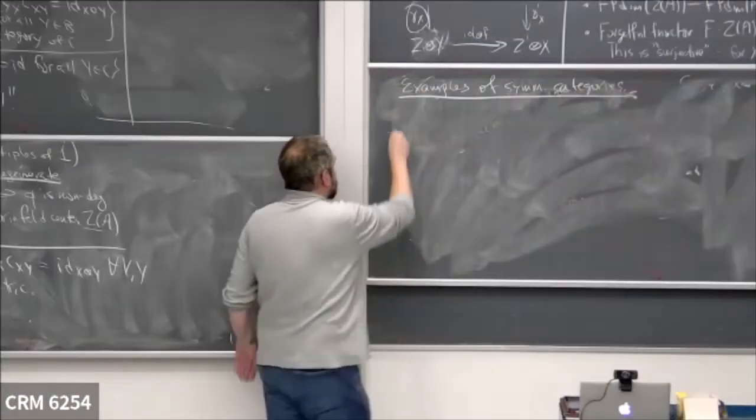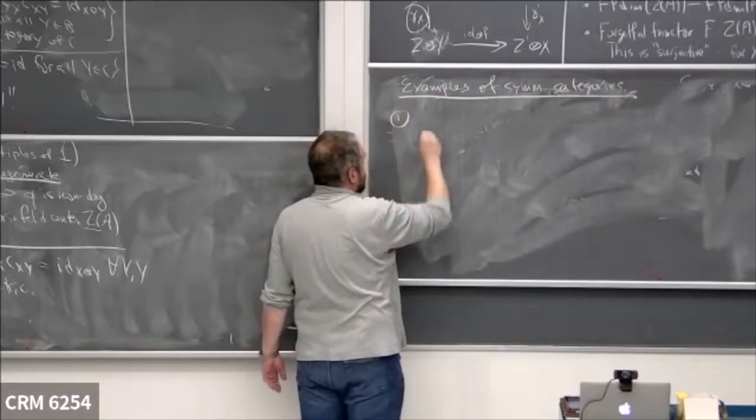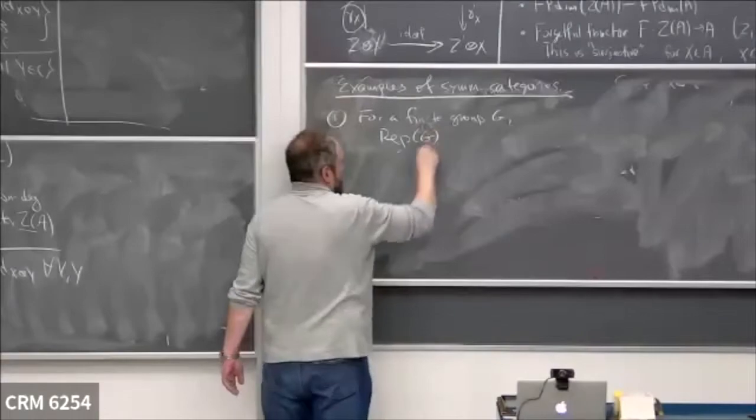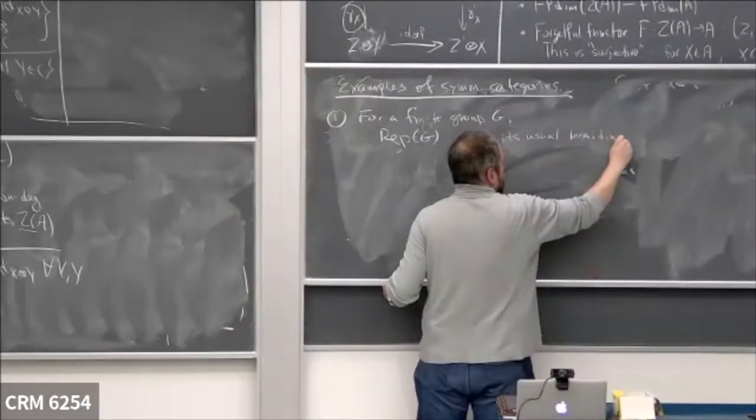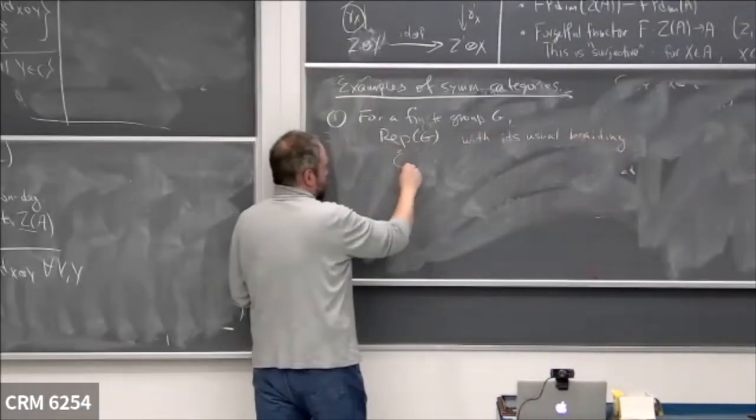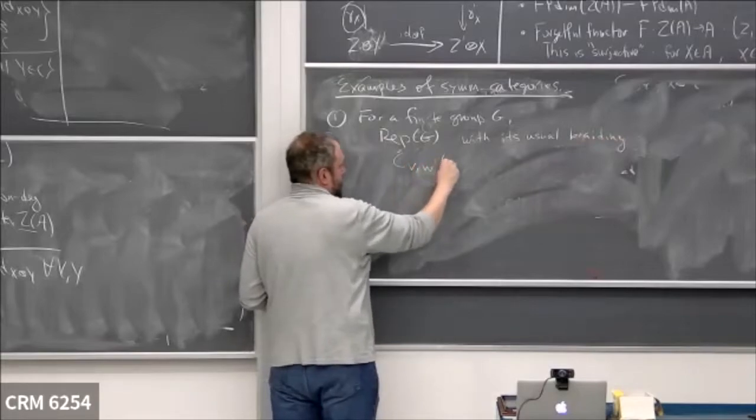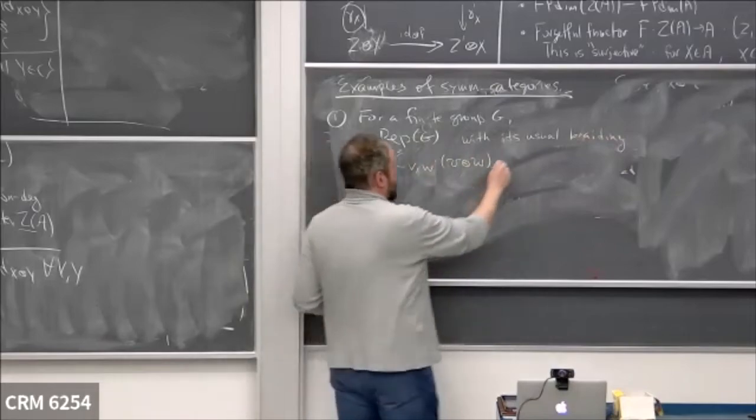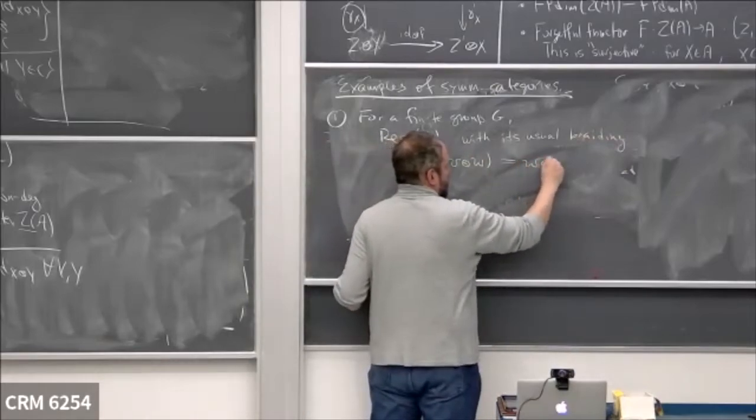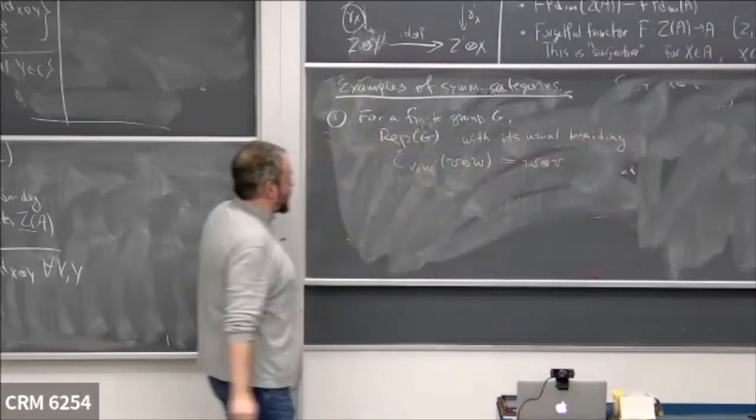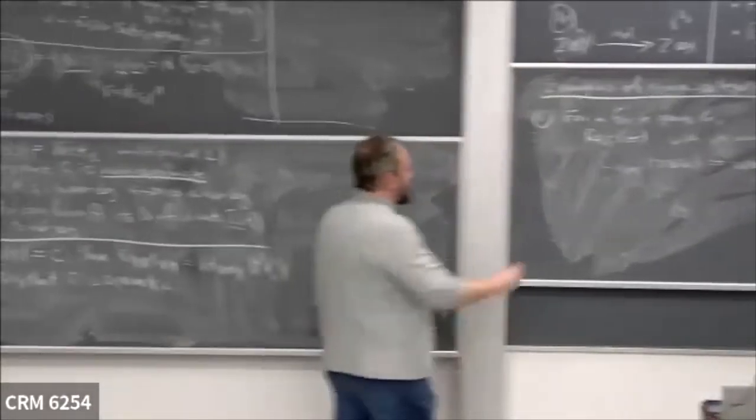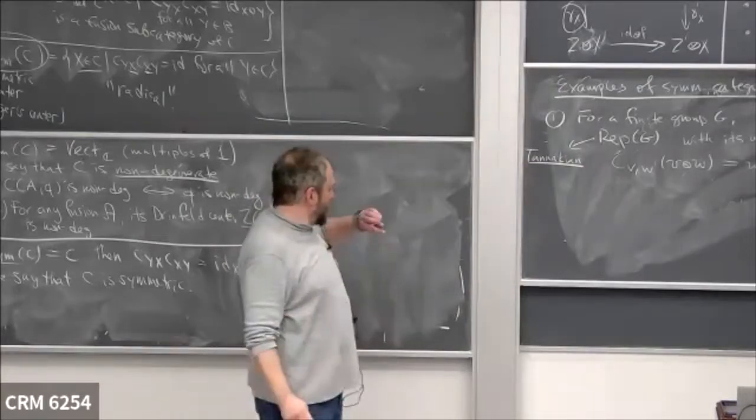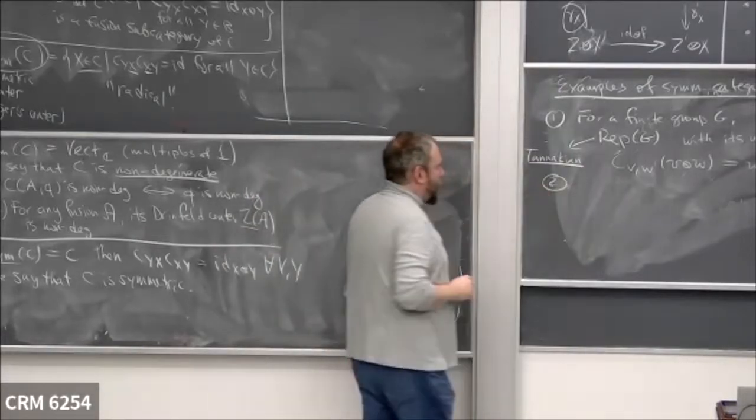The first example would be this. Take a finite group G, the category of representations of G, with its usual symmetric braiding. What does it do? Same as for vector spaces: you pick a simple tensor V tensor W and reverse the order of factors. Certainly a symmetric braiding. Such categories are called Tannakian. There is a way to twist this a little bit, as follows.